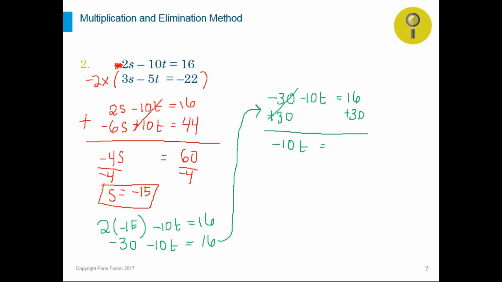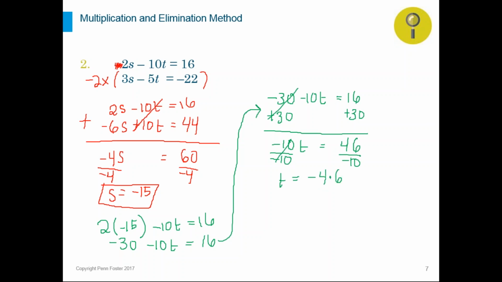16 plus 30 will give you 46. Now, I'm not done with the t. Divide over negative 10 and divide over negative 10. So negative over a negative, that's a positive 1. So t equals 46 over negative 10, which will give you negative 4.6.